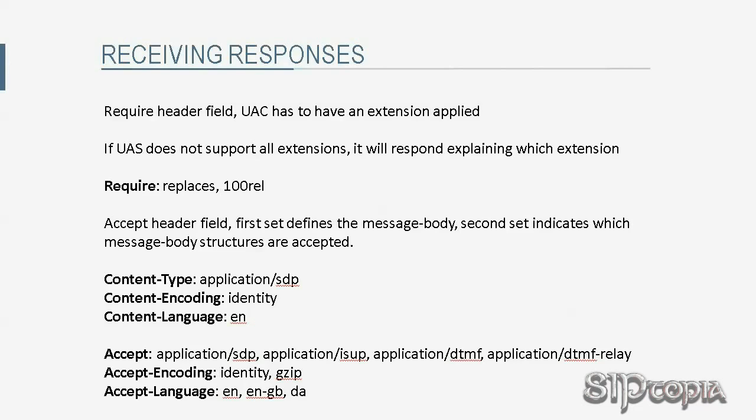As for the Accept header field, just for now, let's say a SIP message with a message body section could use the first set of header fields you see here: Content-Type, Content-Encoding, Content-Language, to define the message body, and the second set of header fields, Accept-Encoding, Accept-Language, to indicate which message body structures are accepted.